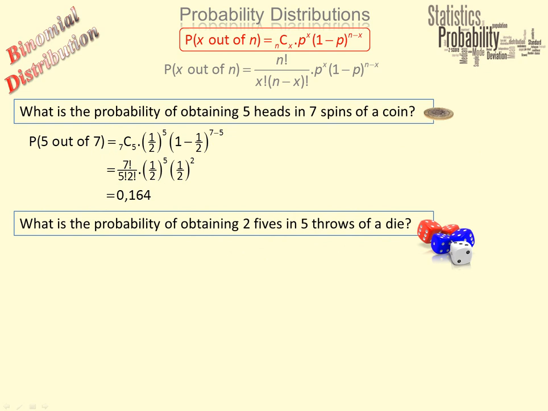Probability of obtaining 2 5s in 5 throws of a die. Same thing, we can work out the probability of it happening in 1, which is 1/6 squared for the 2 5s, and then 1 minus 1/6 to the 3 for the 3 non-5s, and we multiply the number of ways that we could have this 5, 5, not arranged.